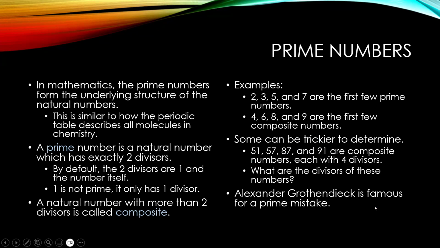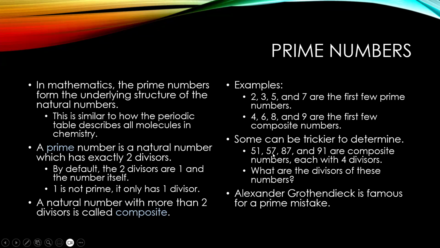And then I have a note here. Alexander Grothendieck is famous for a prime mistake. Alexander Grothendieck is a mathematician who focused a substantial amount of his life on algebraic numbers and trying to understand the structure of primes. At one point, someone asked him if he could give an example of a prime number for kids, and he came up with 57. The problem, of course, is 57 is a composite number.